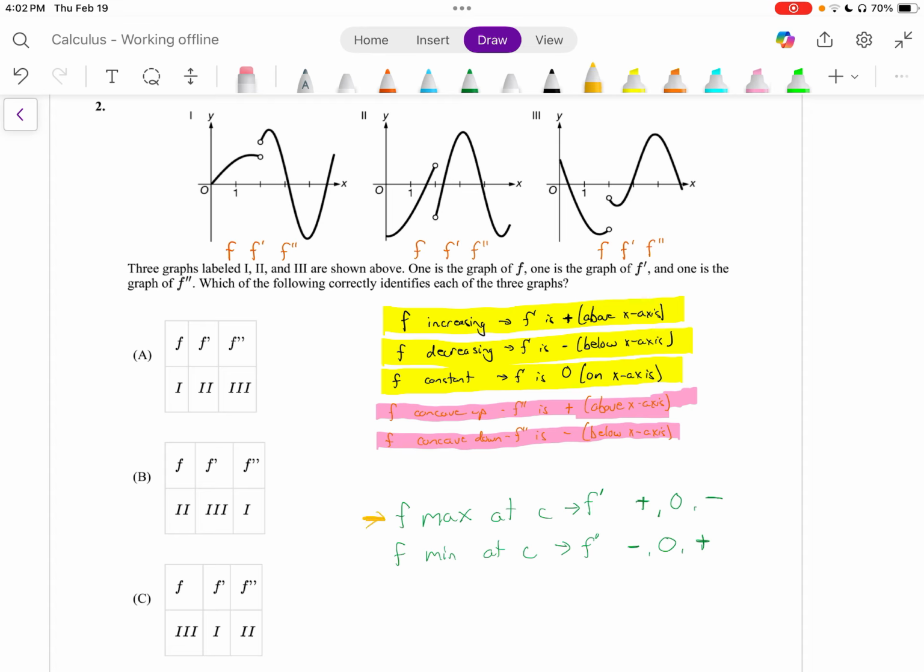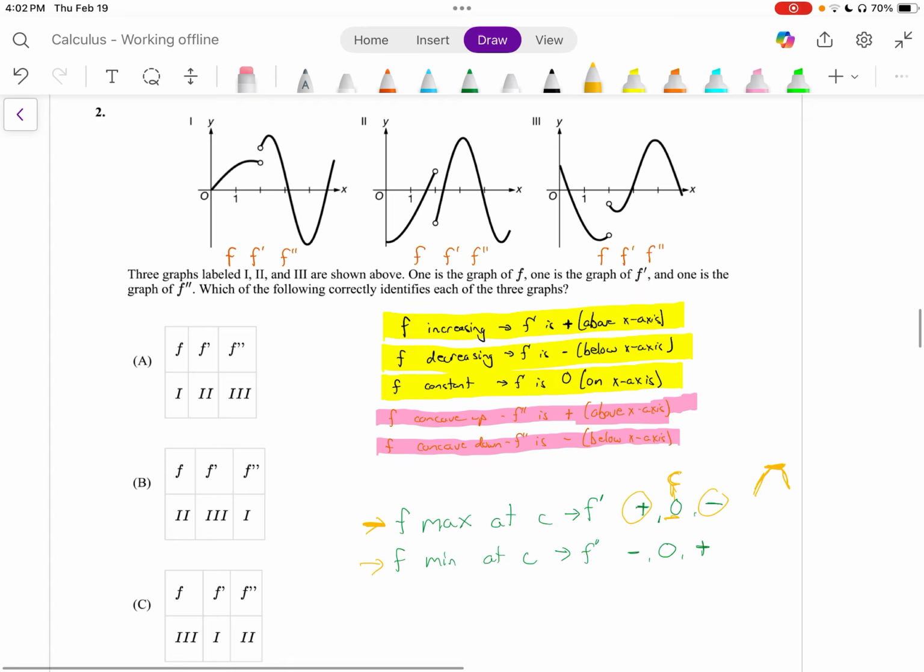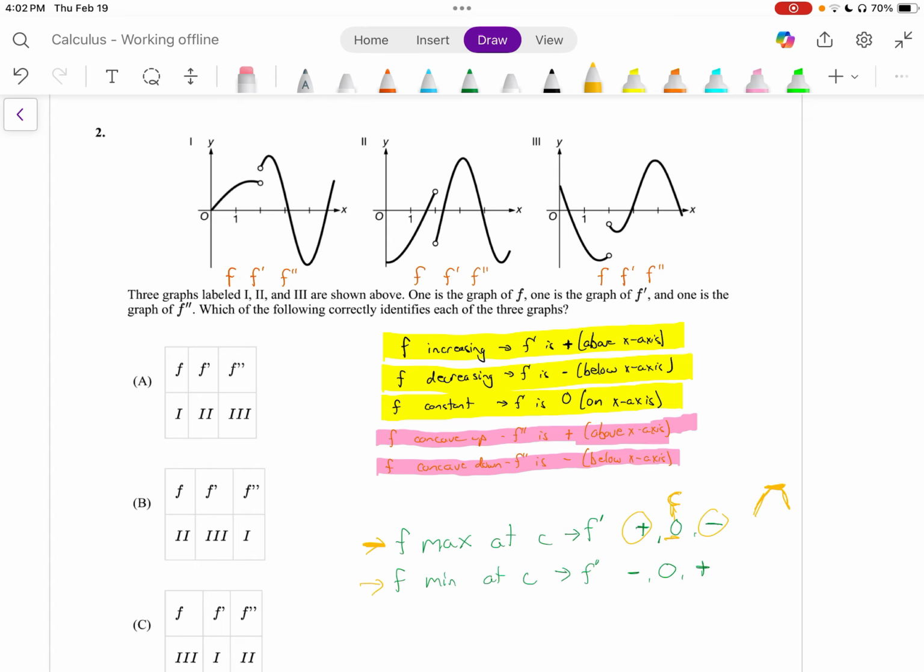And then another thing to remember, if f has a maximum at c, the derivative will be 0 at c, it will be positive to the left of c and negative to the right of c. So it would look something like that. So there's horizontal, positive slope, and then negative slope. So above the x-axis, on the x-axis, below the x-axis. And if it's a minimum, it's kind of the other order. So let's take a look here. So what I did here is I wrote f, f prime, and f double prime under each graph, and I'm kind of going to think through the process of elimination here.